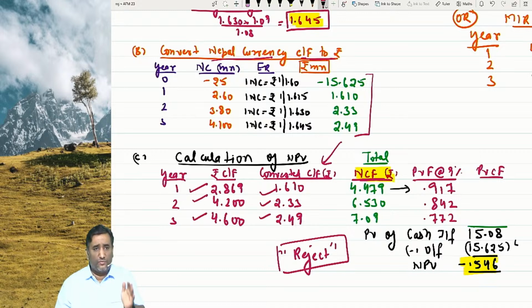Exactly similar lines to the previous question we did. And then we have the present value factor at what rate? 9%, 0.917 in this. NPV becomes negative. The first part of the question ends here. This was not the objective, this you could have done easily.